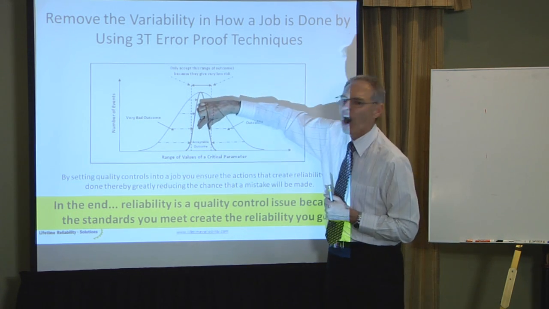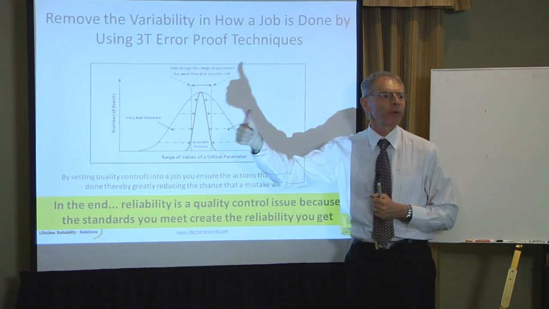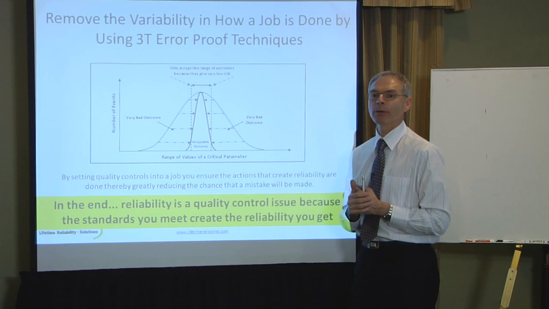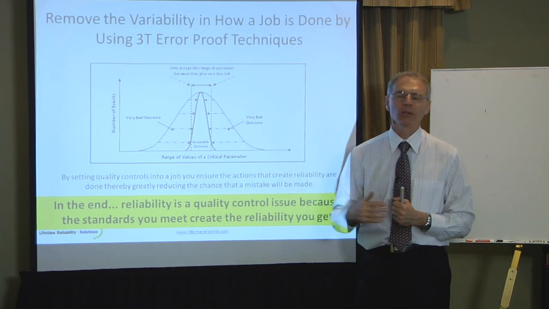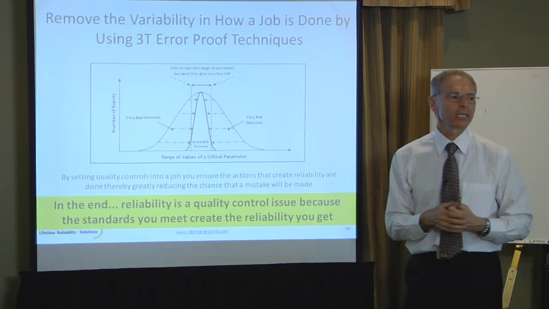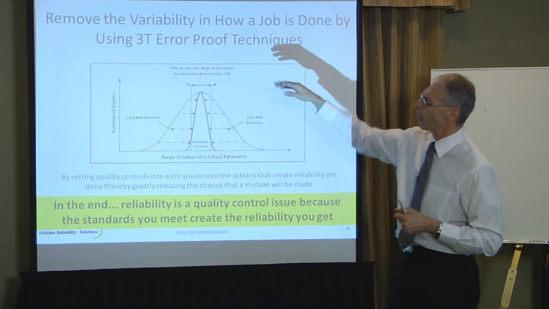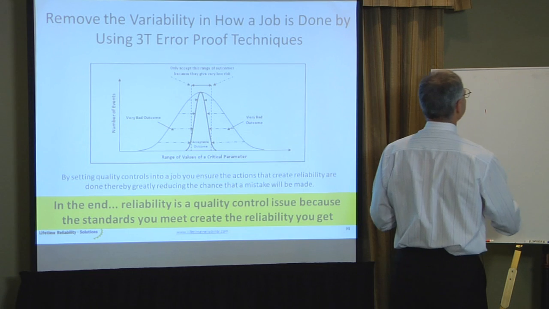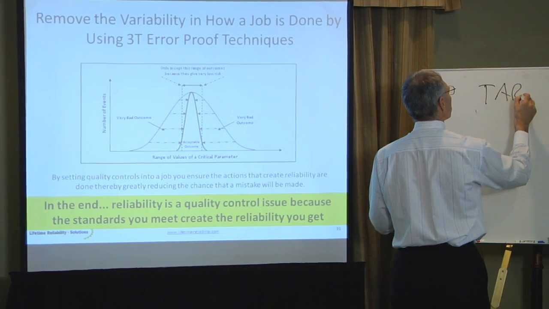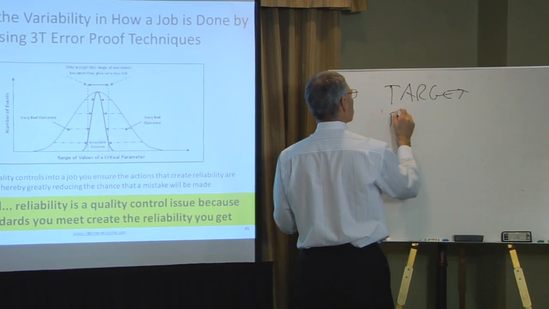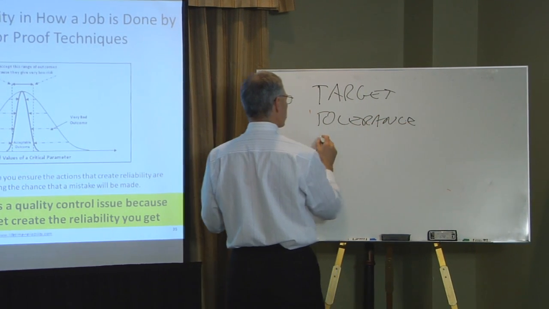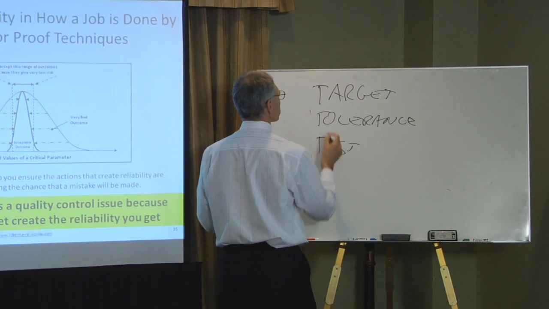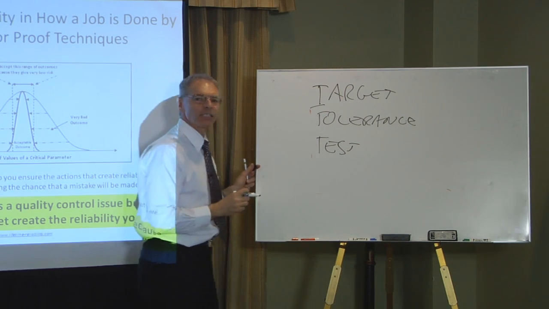So what is the accuracy I require to produce the uptime and reliability that gives us maximum profit? Then how do I achieve that accuracy and control every single time? And this is where the 3 T's come into play. The 3 T's: target, tolerance, test. I need a target to shoot for.